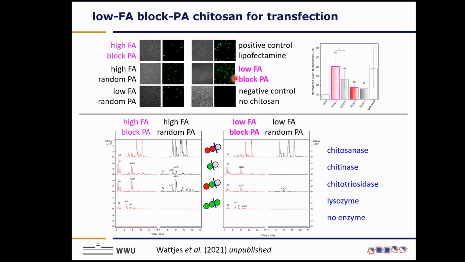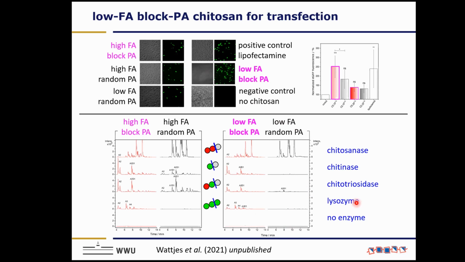And the interesting thing is, if you digest this chitosan with different enzymes, including two human enzymes, you can see that even though it has a very low fraction of acetylation, it can be degraded by these chitinases, because oligomers are produced, whereas a chemically produced random PA chitosan with the same low fraction of acetylation will not give you products.